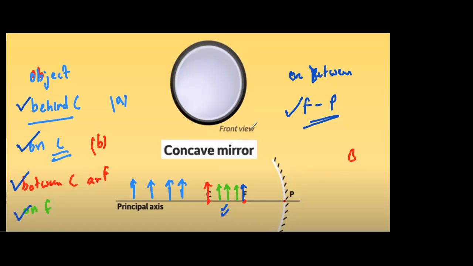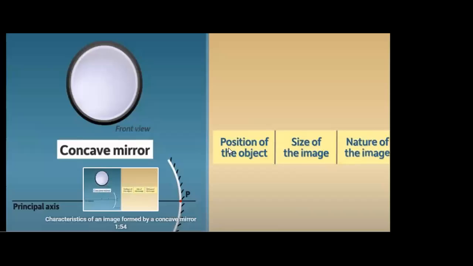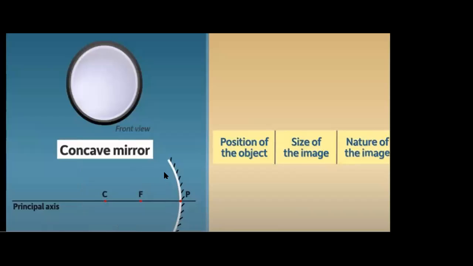So all of you wrote it down. Now think about it. If I'm saying, okay, sir, let's keep the object. When you talk about an object, we have three things: what is the position of the object, what is the size of the image, and what is the nature of the image? Yes or no?